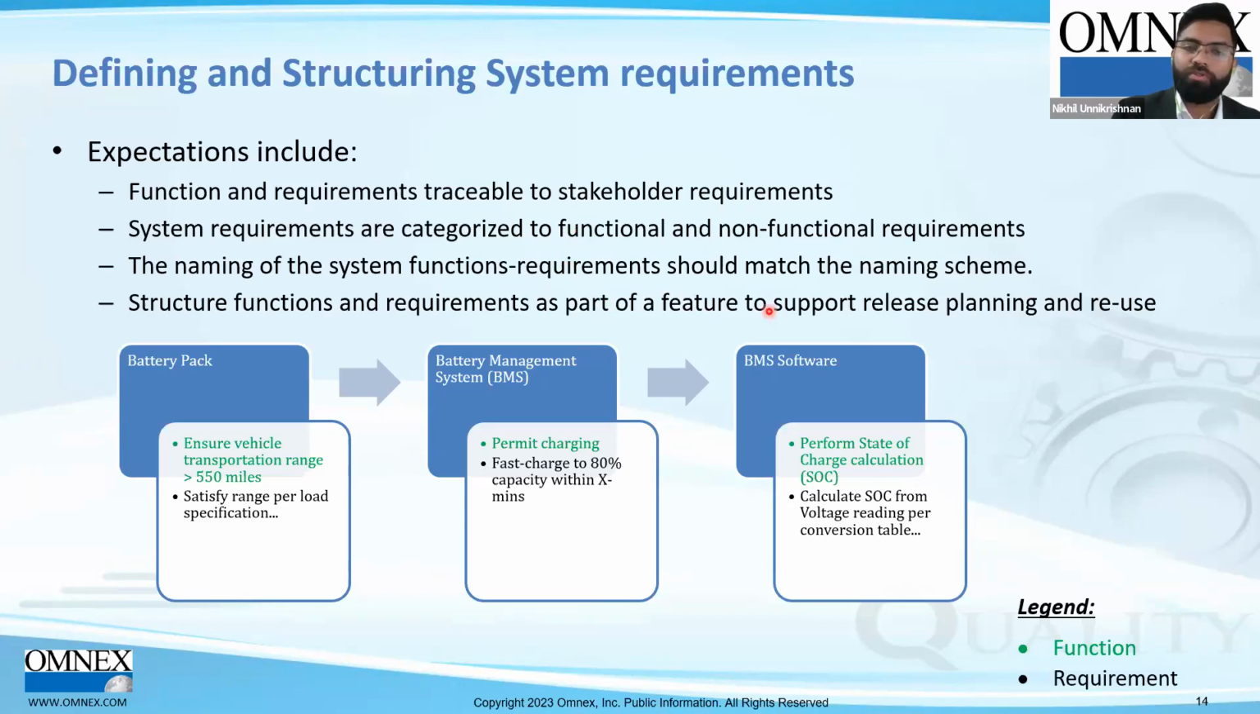And the other part of all of this is structuring functions and requirements as part of a feature to support release planning and reuse. So if I have, for example, charging being a function, I would have related functions and requirements of what the charging feature should do put together so that I can reuse it between different programs. So I might be doing a program for General Motors, another program for Rivian, or another program for Ford or Stellantis or any one of the OEMs.